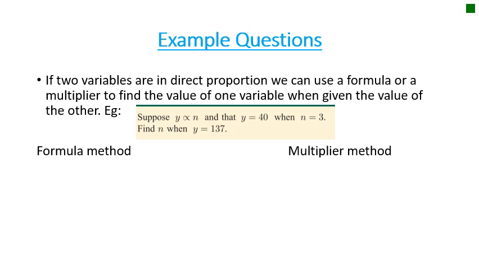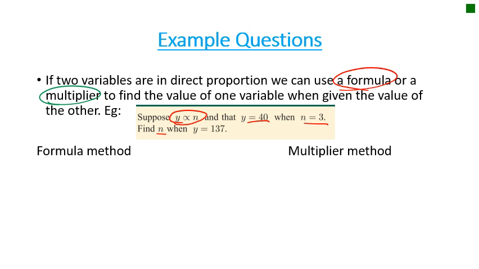Okay, if you're given an example where you've got two variables that are in direct proportion and you need to work out one of those variables when given the value of another. So for example, looking at the little box here, we can say that y is proportional to n, and when y equals 40 and n equals 3, find n when y equals 137. Now, we can use a formula or we can use a multiplier. Formula method.